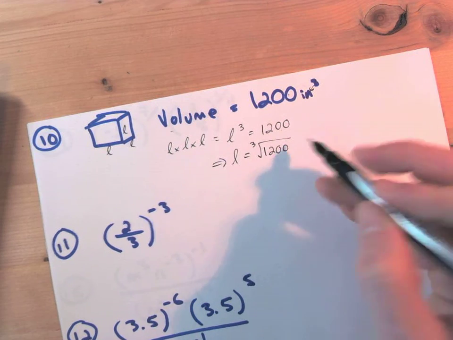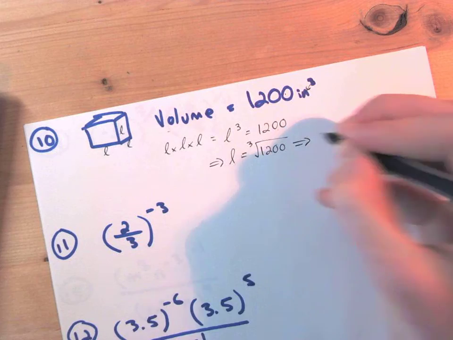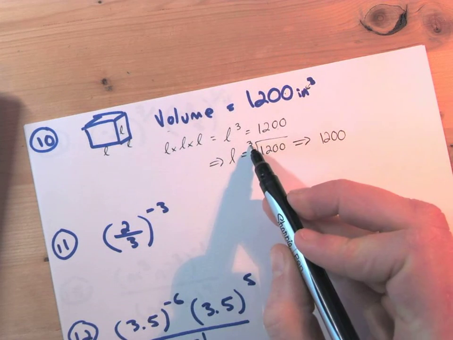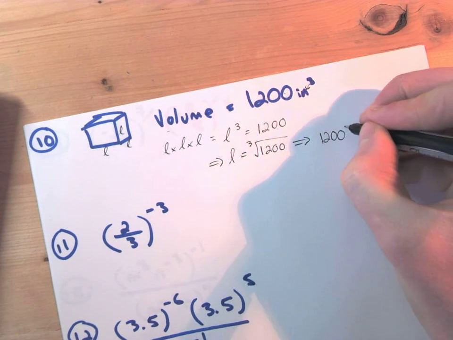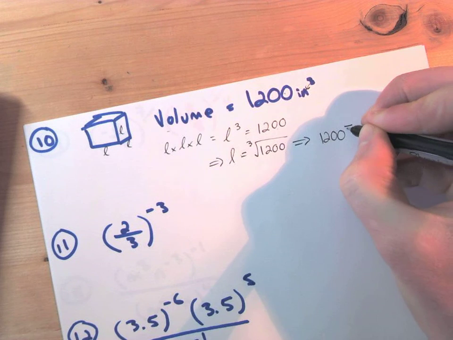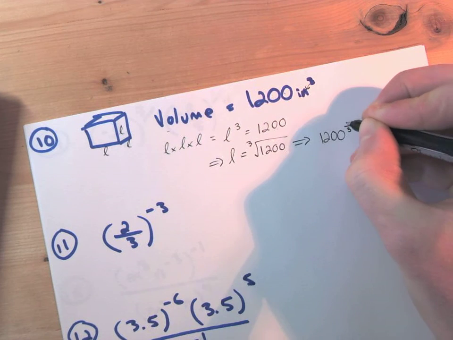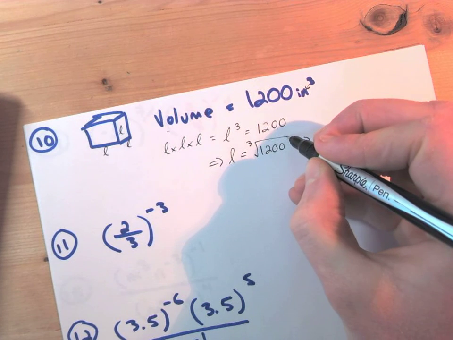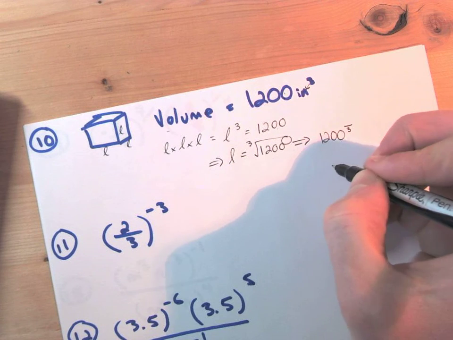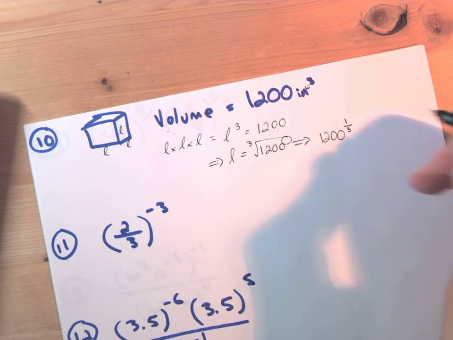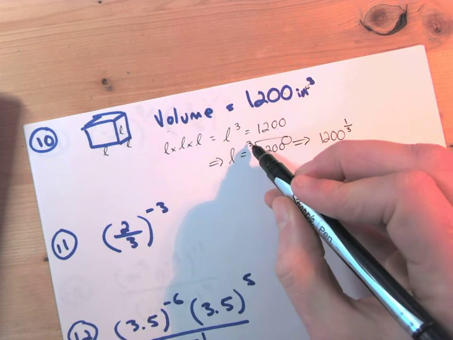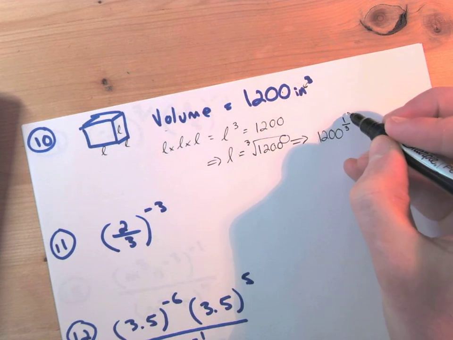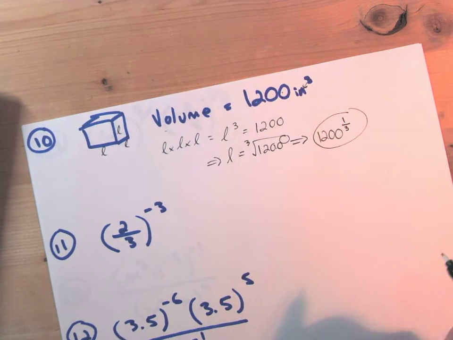Right now it's a radical, not a power, but we can convert any radical into a power. 1200, and where does the index go? It goes on the bottom of a fraction in the exponent, so it's going to be something over 3. What's the something on top? Well, there's no exponent here, so we can just write 1. So the cube root of 1200 is the same as 1200 to the power of a third. That's our answer there.